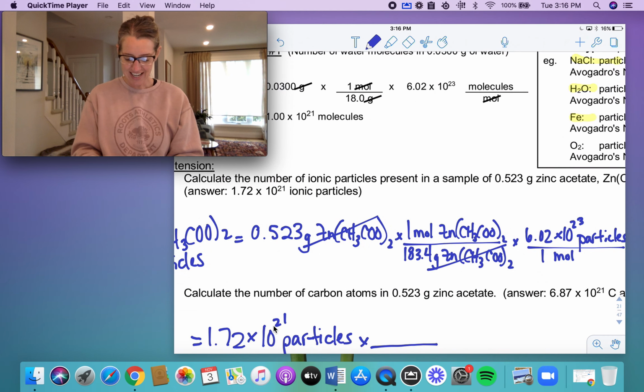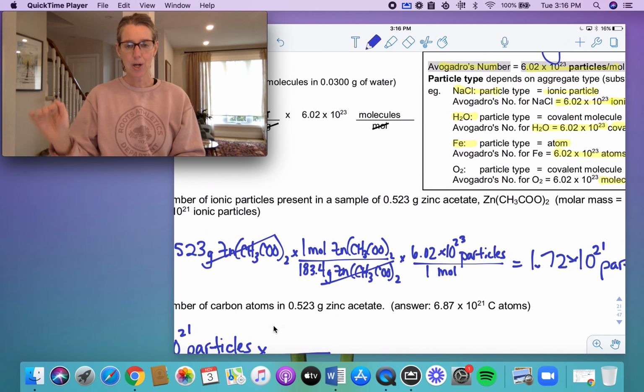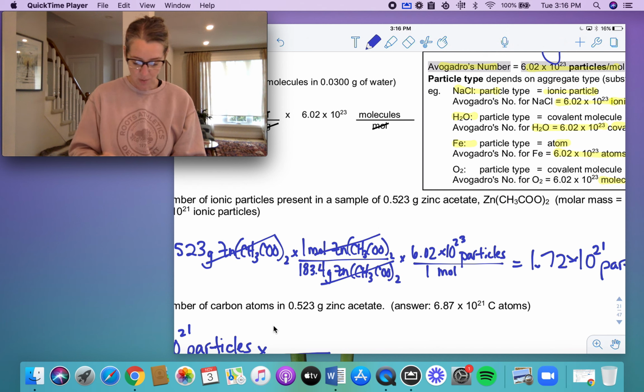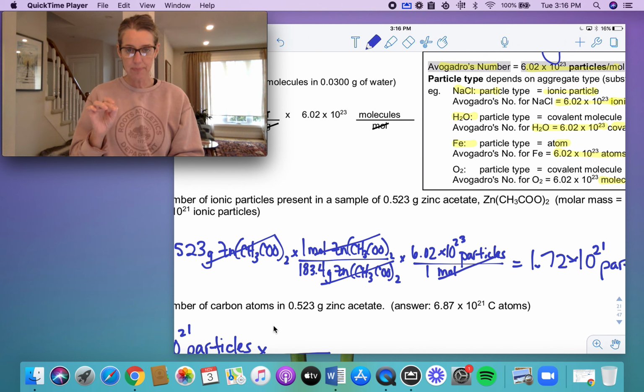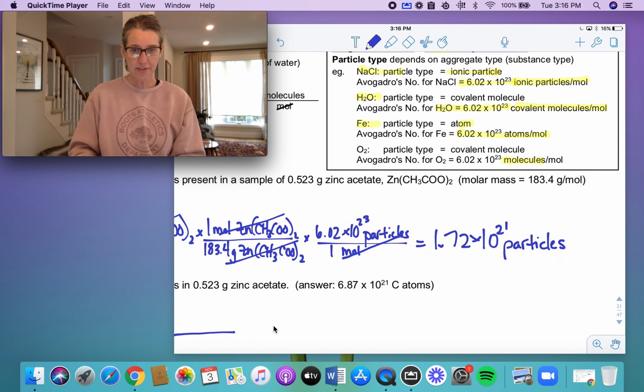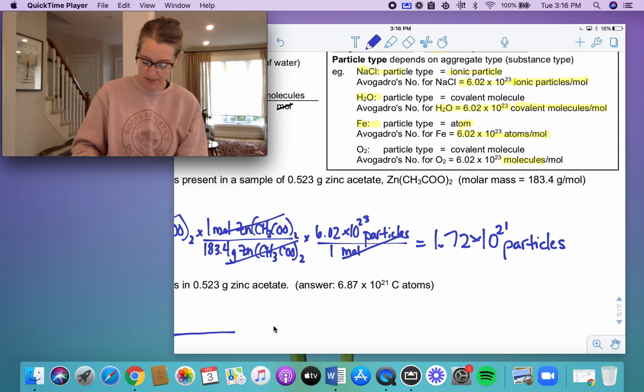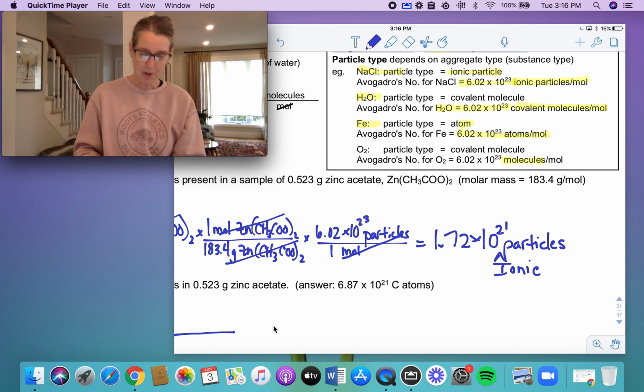Zinc acetate. And then the next part would be, I need to know how many particles, and we know Avogadro's number is 6.02 times 10 to the 23rd particles per mole, because this unit would cancel out with this unit, and my final answer would have a unit of so many particles. Okay, which kind of particles? Let's even specify that. It should be ionic particles.